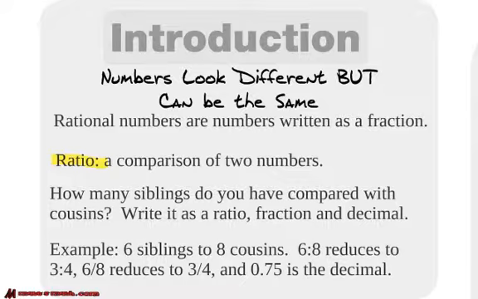All right. Here's another example of 6 siblings to 8 cousins. 6 to 8, 6 eighths reduces to 3/4, and 75 hundredths is the decimal.